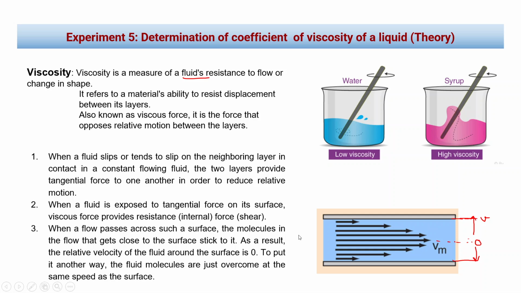To put it another way, the fluid molecules are moving at the same speed as the surface. So what we want to understand is that the liquid or fluid in a horizontal tube or container flows in the form of cylindrical layers, which I'll discuss a little later. The center one has the maximum velocity and the outermost has the least velocity.